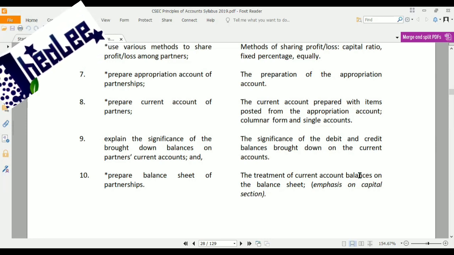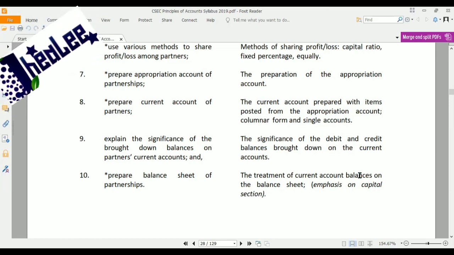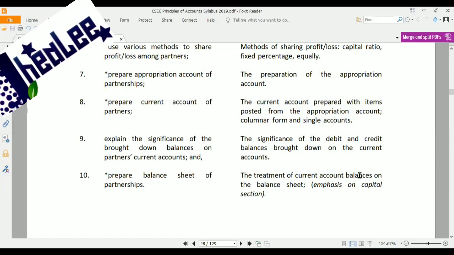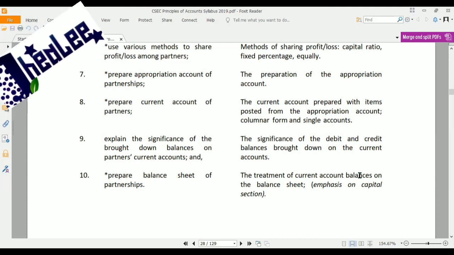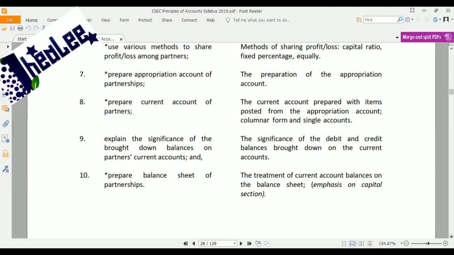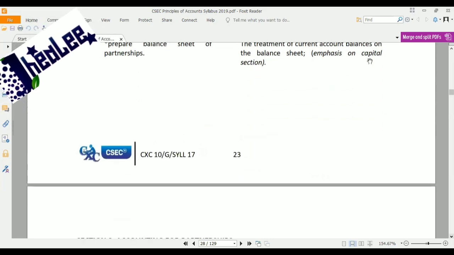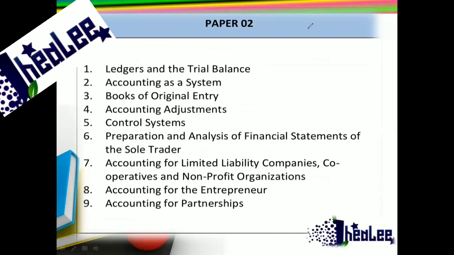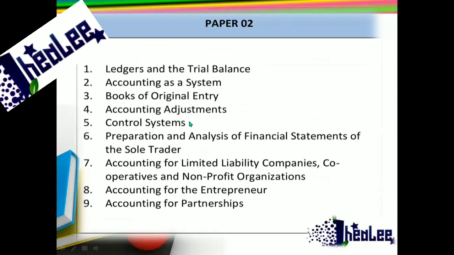If it is a debit balance in the current account, you're going to subtract that from the capital account, because it's going to decrease the capital that is in the business for the partner. And if the current account carries a credit balance, it would increase the value of capital. So therefore you would add. And that basically takes us to the end of the broad topics that are given by the examination body, which is CSEC.